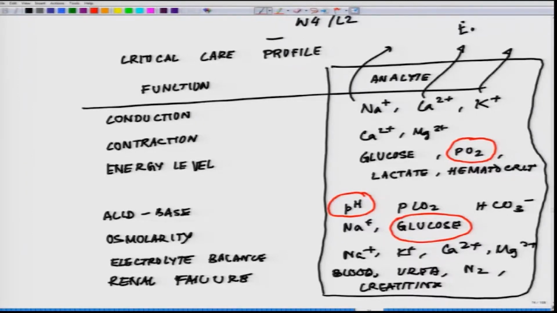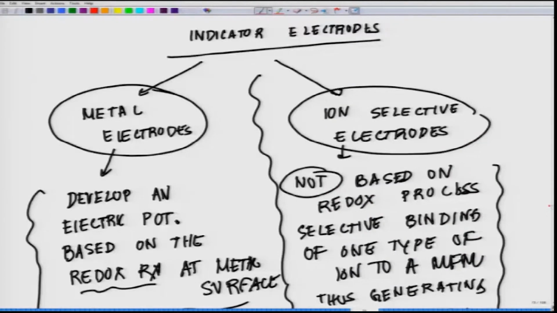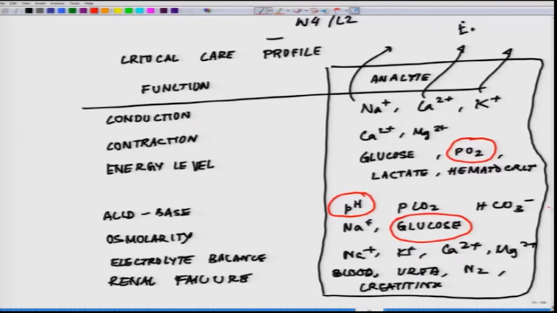Okay. Now, in the previous class I told you that you have two different kinds of electrodes: you could have a metal electrode or you could have an ion selective electrode. When I say ion selective electrode, I am talking about these kinds of ions, analytes: sodium, calcium, potassium, magnesium, okay, HCO3.